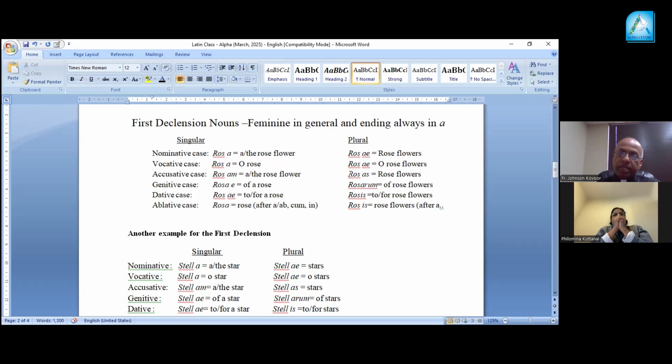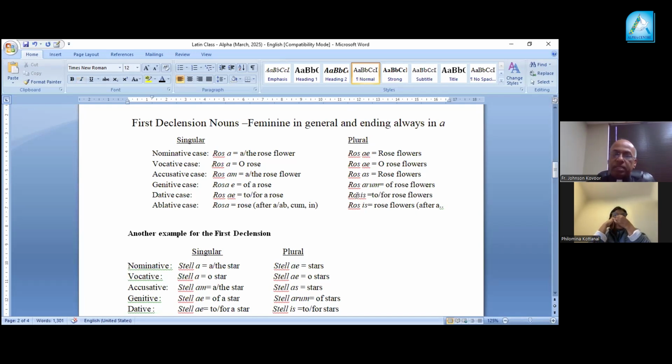When it is used in a sentence as the direct object of the verb, it becomes accusative plural, rosas. Then of rose flowers. If you want to say the possessive case of somebody, of something, ARU, ആരും, റോസാരും, you want to add ARU, റോസാരും. Rosarum, of rose flowers.